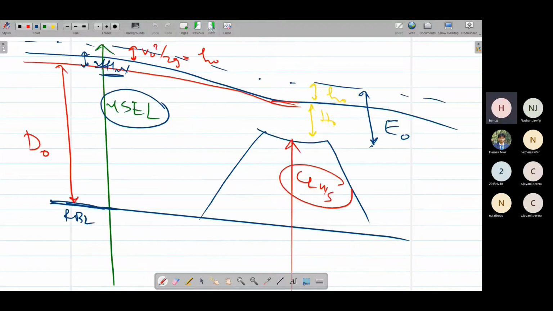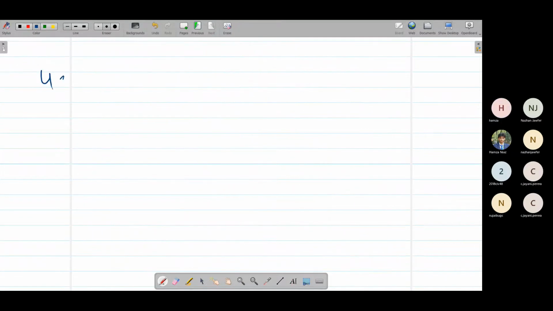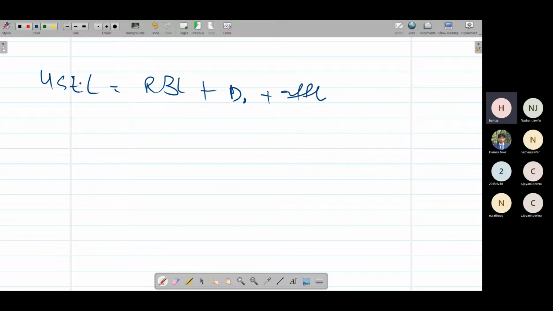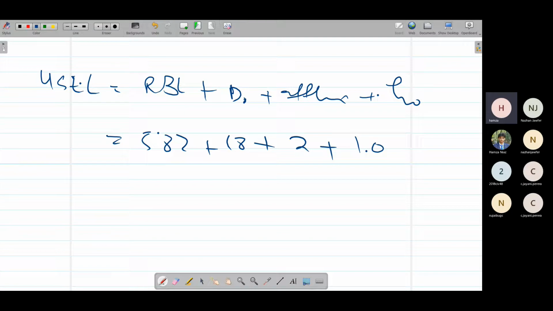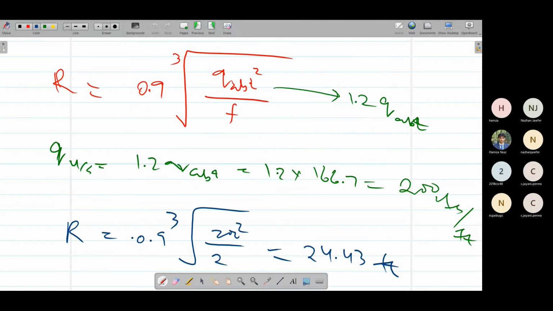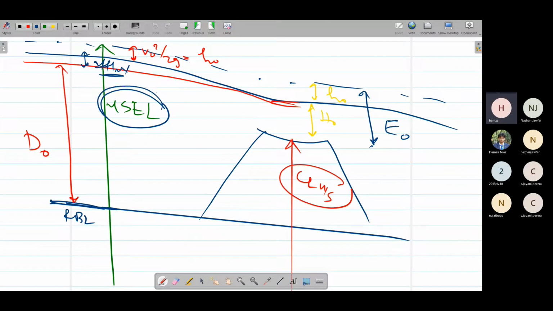So now we can get this upstream energy level. Upstream energy level is river bed level plus D naught plus flux plus H naught. River bed level is 582, D naught is 18, flux is 2 feet, and H naught we calculated just before as 1.04 feet. So this way we can calculate this upstream energy level, that is 602.84 feet. So this is our upstream energy level.